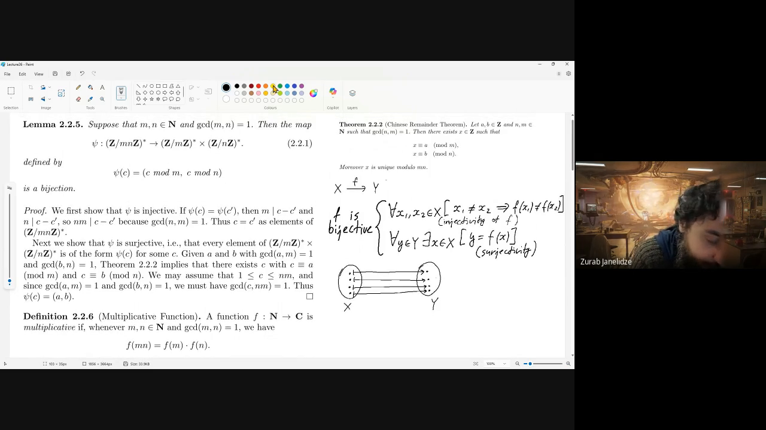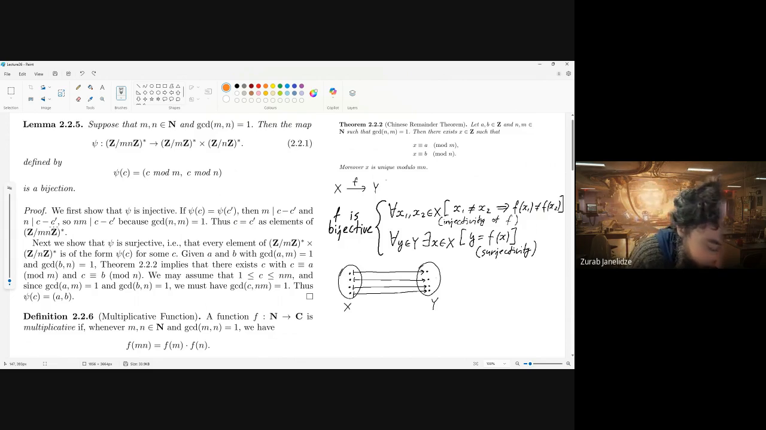We are going to use not this formulation of injectivity, but the other one that we had before. We're going to assume that psi of c is equal to psi of c prime, and then try to conclude from there that c and c prime are equal to each other. So if psi of c is equal to psi of c prime, then this means that m divides their difference as well as n divides their difference. Why is that?